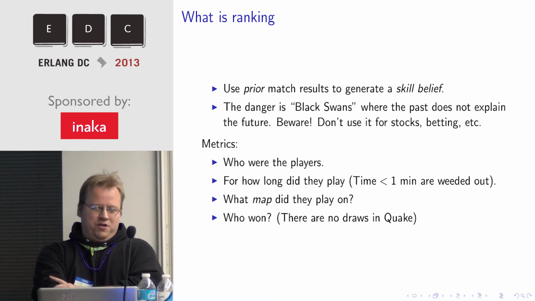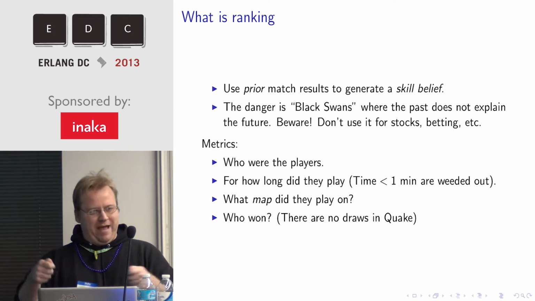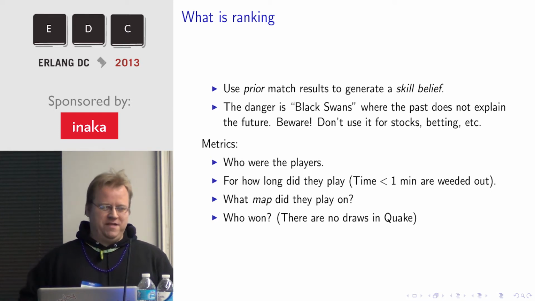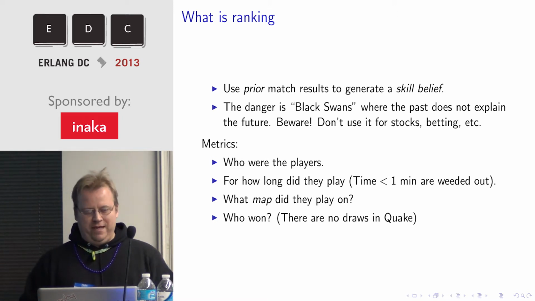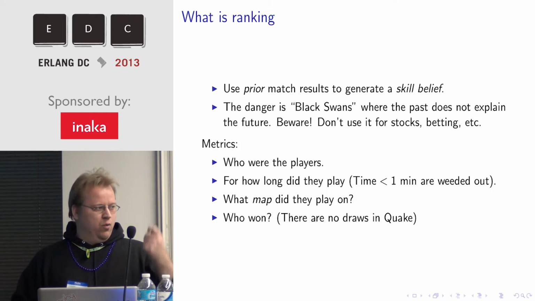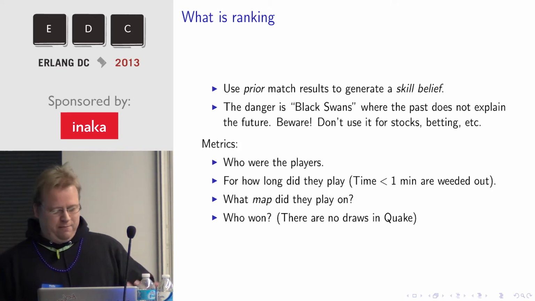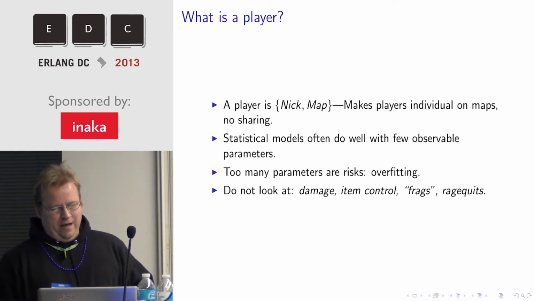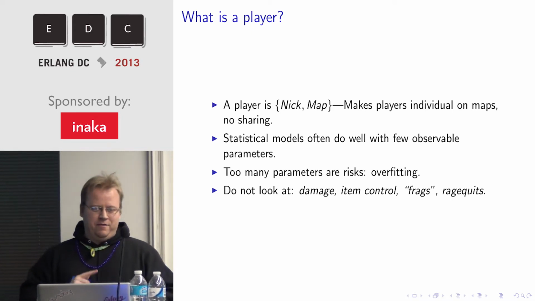I'm tracking a concept in Quake which is called the map. You're playing on different kinds of levels of maps, and it turns out that map knowledge plays a big role. So I'm tracking what map the duel happened on in the game. And then of course I'm looking at who won. Those are the only metrics I'm looking at when I'm building up my ranking statistical model. So a player is given by his name and the map he played on.